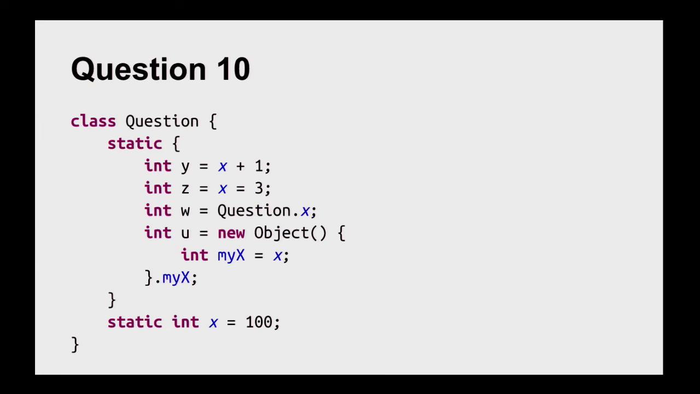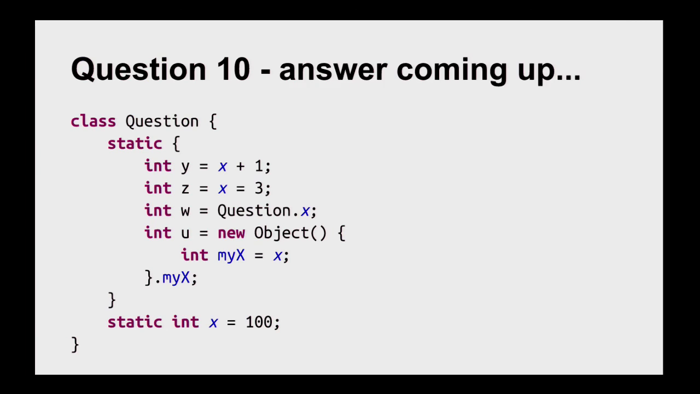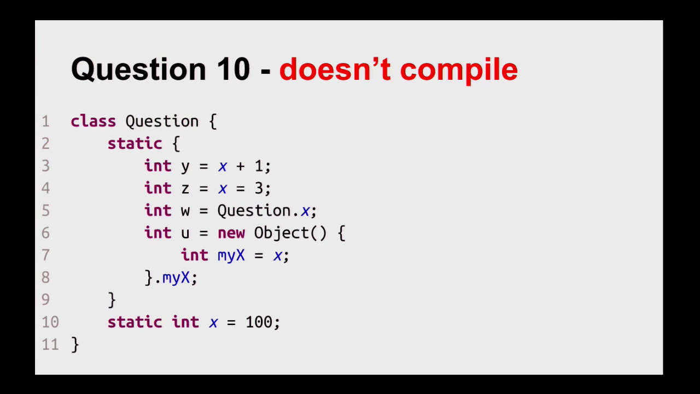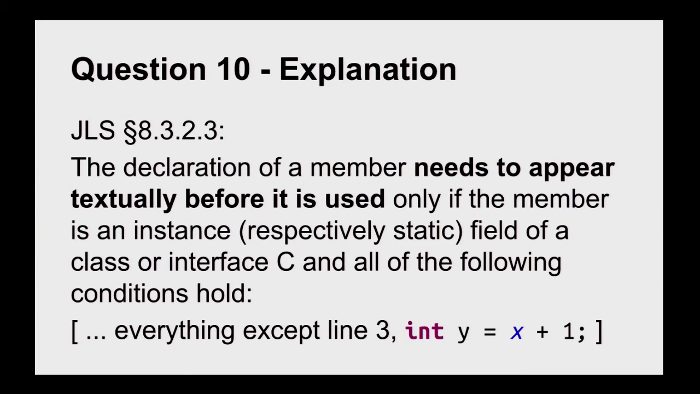Any last reasons before I give the answer? The order. The int x is at the bottom, but at the first statement there is no x that's been declared. And Richard gets it. What this question is testing for is making forward references. So this doesn't compile. And the declaration of a member needs to appear textually before it's used.